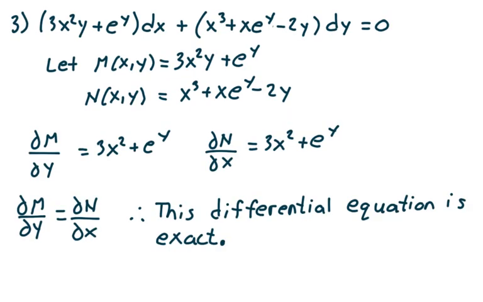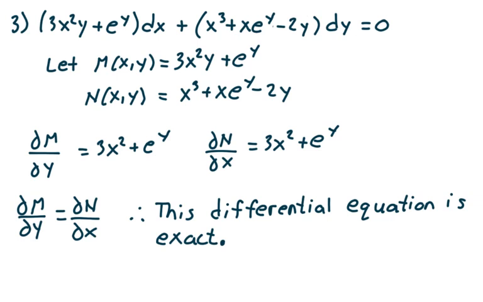Okay, let's take a look at example 3. Suppose I have (3x squared y plus e to the y) dx plus (x cubed plus x e to the y minus 2y) dy equals 0. Let M of x, y equal 3x squared y plus e to the y, and let N of x, y equal x cubed plus x e to the y minus 2y.